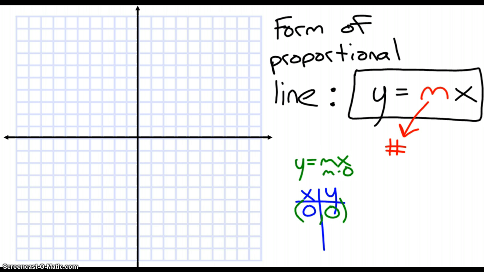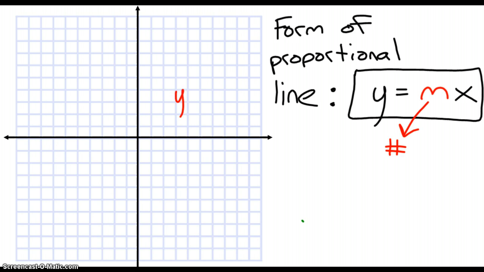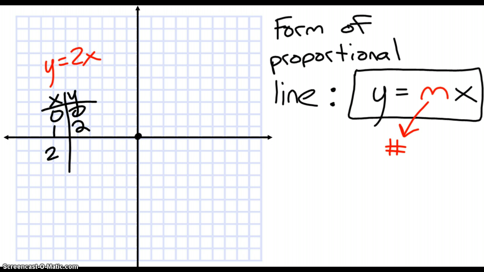But let's go back to the equation y equals 2x, and move that over here. It is proportional. It fits the format, okay? And let's put in a couple points. We know that 0, 0 is a point. 1 and 2, 2 and 4. Basically, we just double x, right, to get y. So 2 times 1 gives me 2. That's over 1 up 2. 2 times 2 gives me 4, over 2 up 4.